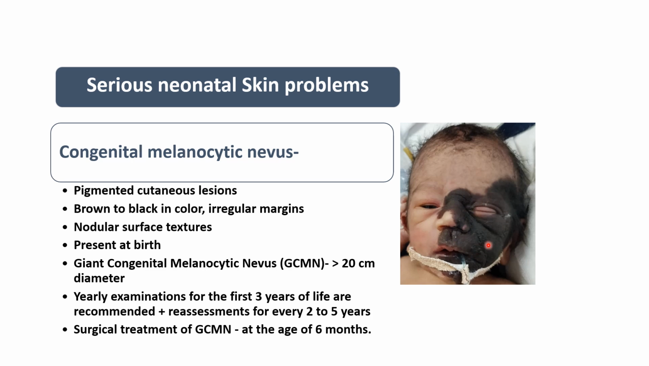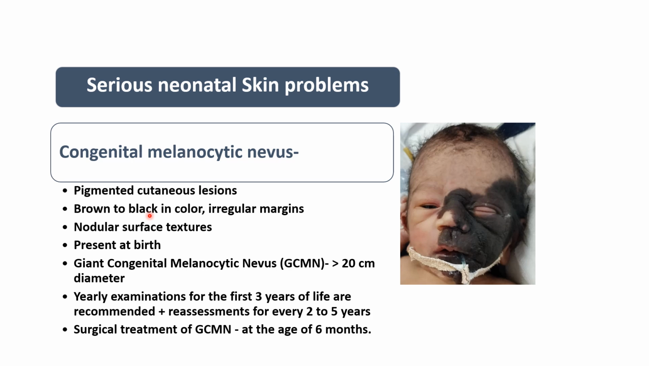It is black in color, and here you can see the margins are irregular and the surface is nodular. This pigmented lesion is known as congenital melanocytic nevus. It is either brown or black in color. If the size of the lesion is small, then it is more likely to be brown in color. If the size is large, then it becomes black in color.